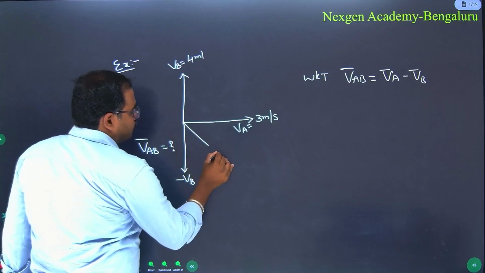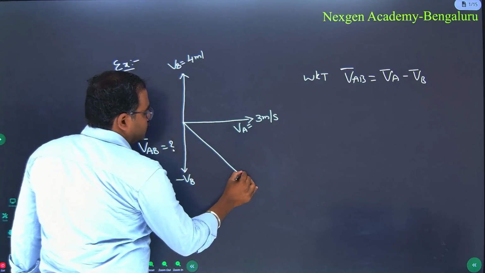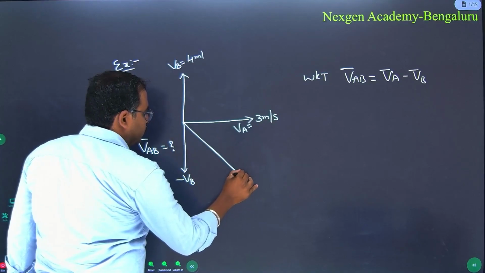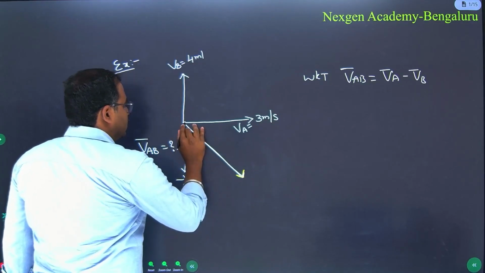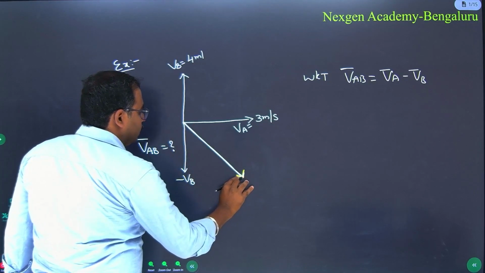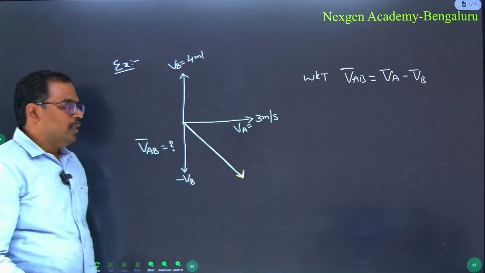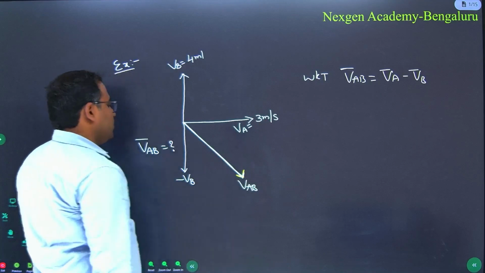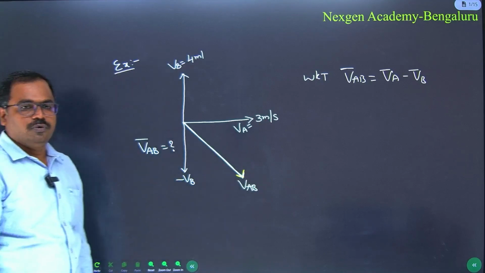The resultant of VA and minus VB will be along this direction. Now it is VAB. Magnitude wise, how do we solve?